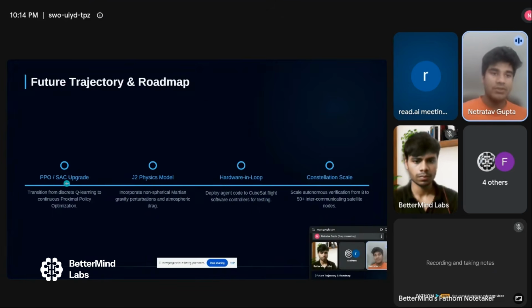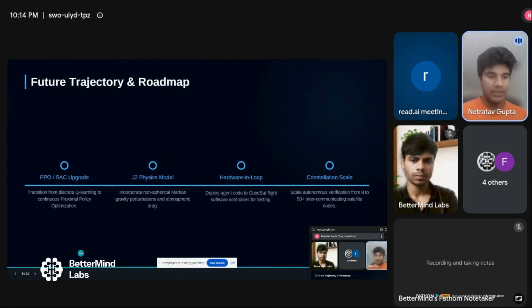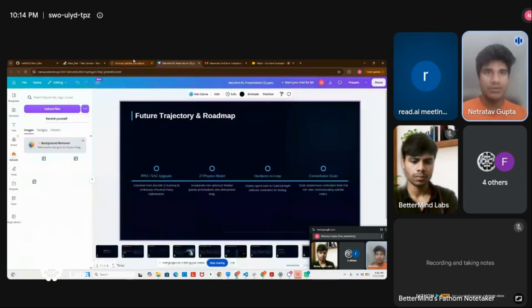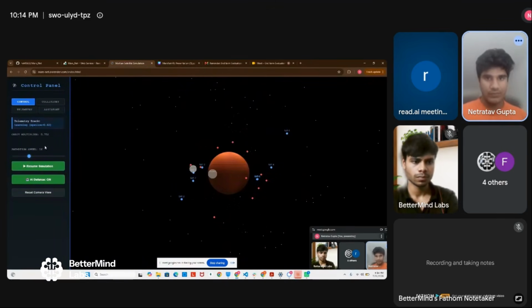And then, of course, the PPO SAC upgrade. This is basically about the Q-learning model we use. It's for the RL agent, to improve it so that the AI model is completing its task and not having as many problems as the attempt before. So these are some of the things. And yeah, we can go into the Martian satellite simulation.